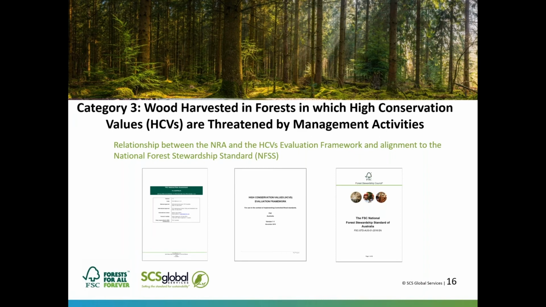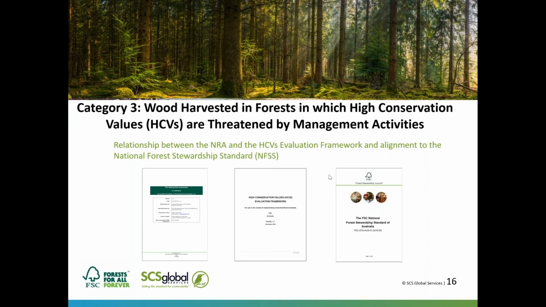So we move on to category 3, which has to do with high conservation values. As you'll probably be aware, there's the national risk assessment, but then there's the evaluation framework for high conservation value, which is in a way aligned to our standard for forest management. Suzette has offered to explain how this is all connected. Sure, no problem at all.